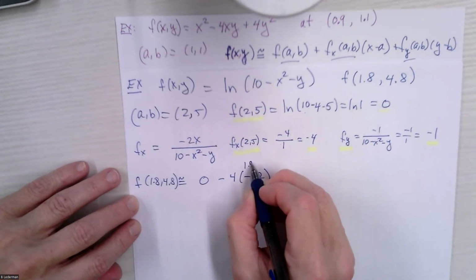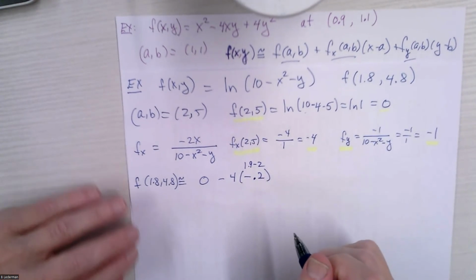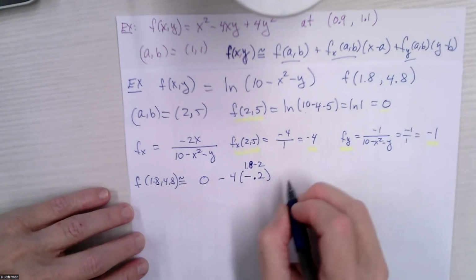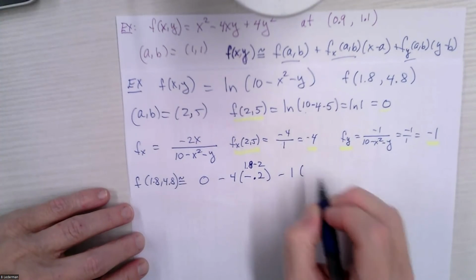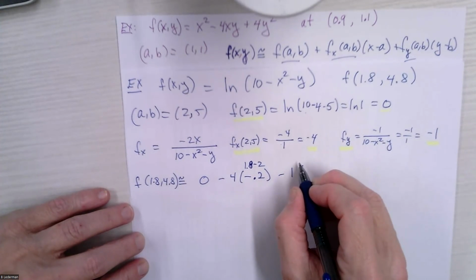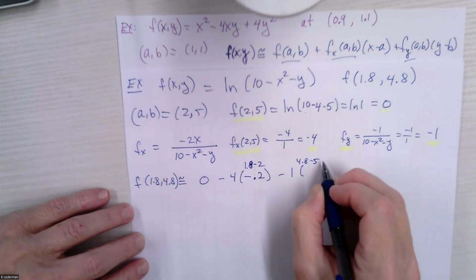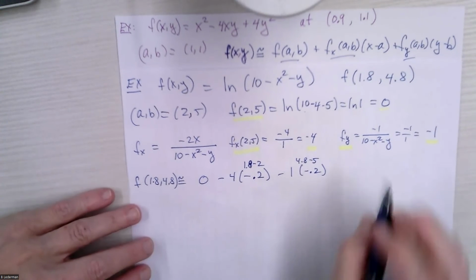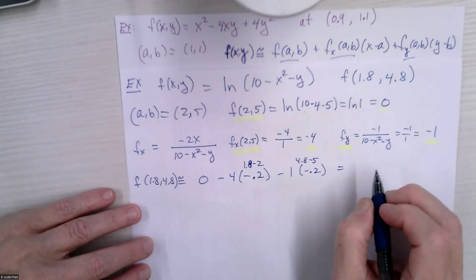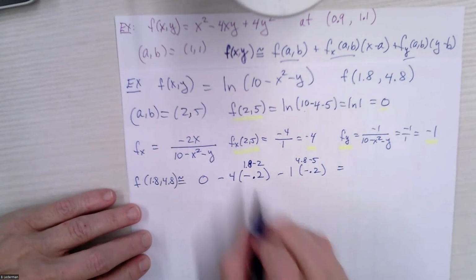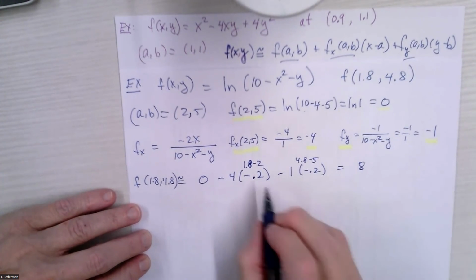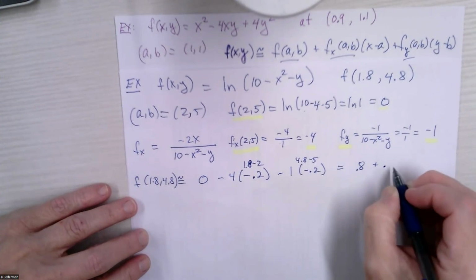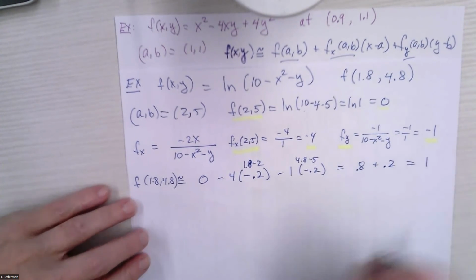Why negative? Because 1.8 minus 2 is negative 0.2. And then minus 1 times 4.8 minus 5, which is negative 0.2. And this is roughly 0 plus 0.8 plus 0.2, which is 1. And that's my answer.